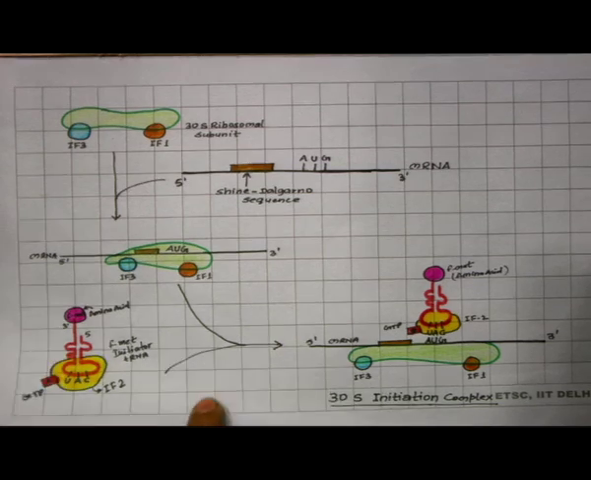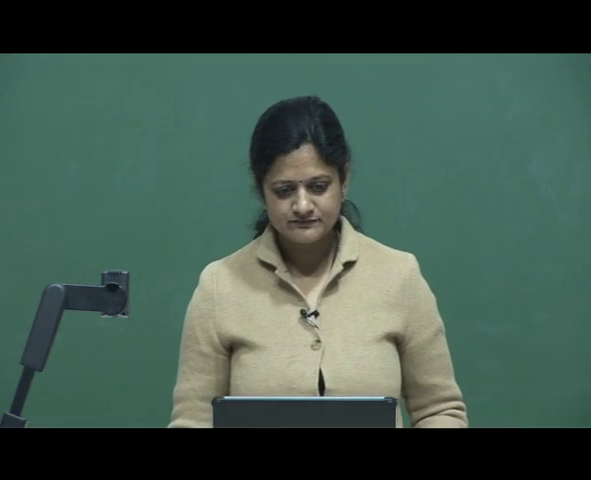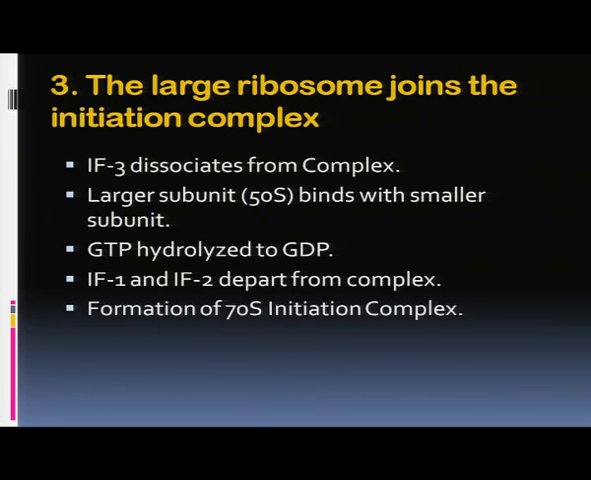After the formation of the 30S initiation complex, the larger subunit of the ribosome joins the 30S initiation complex, and this involves IF3 dissociating from the complex, the initiation factor 3, because initiation factor 3 prevents the association of the 30S and 50S subunits of the ribosome.